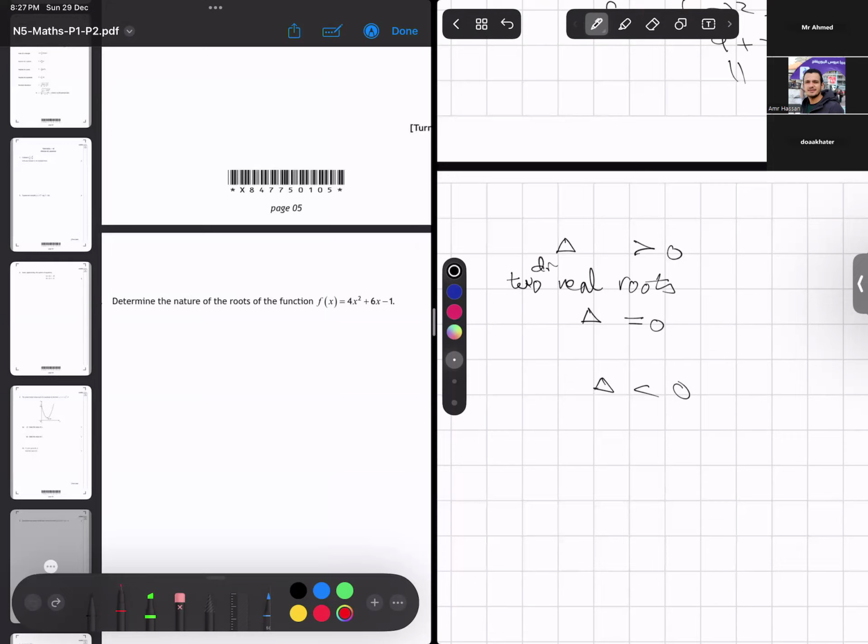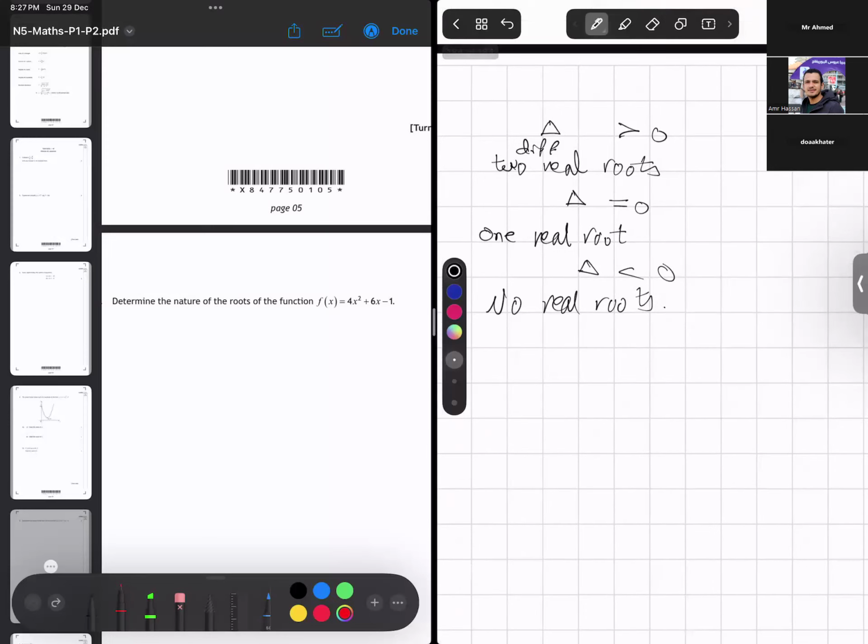Let me write different. If the discriminant equals zero, in this case we have only one. Sometimes we call it two equal real roots, or sometimes one real root. All of them are really the same. If the discriminant is less than zero, there is no real root; we get something else called complex. What delta stands for is B squared minus 4AC. This is called the discriminant.